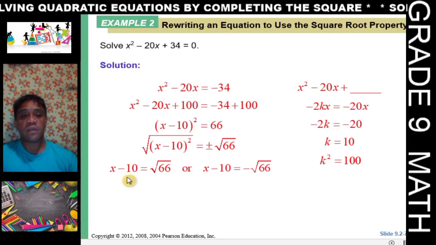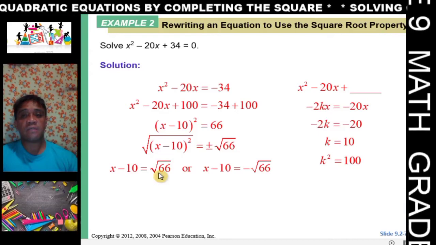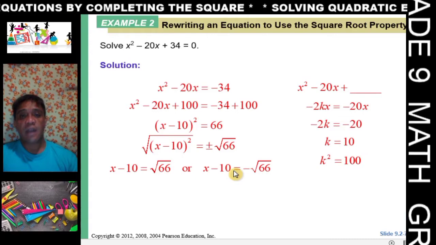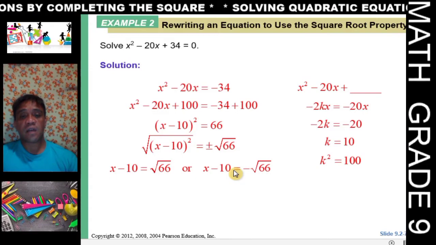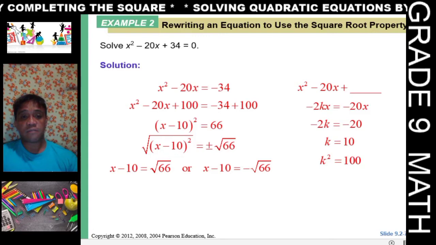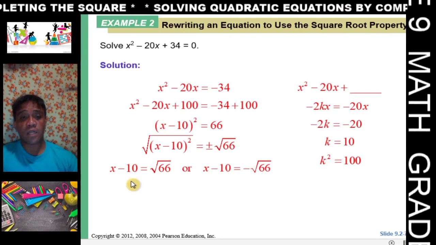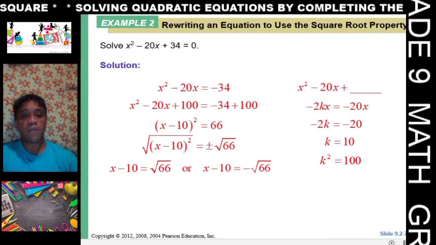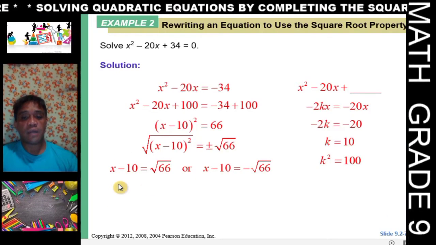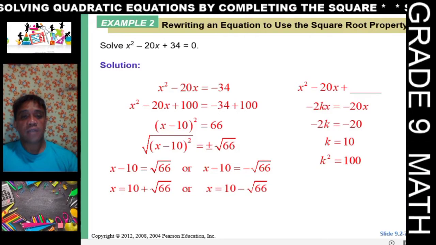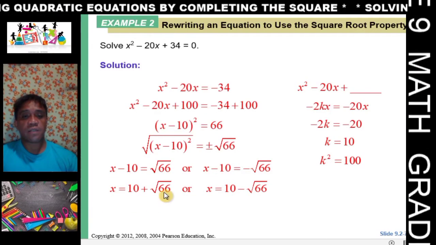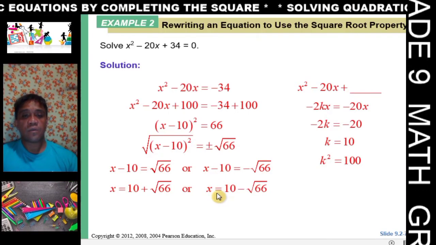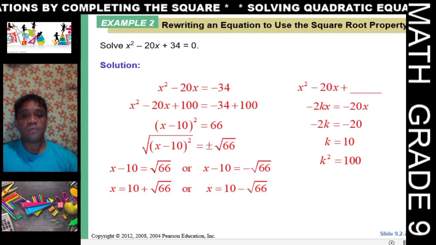The first one is x minus 10 is equal to positive square root of 66, and the other one is x minus 10 is equal to negative square root of 66. To solve for x in the first one, we have to make this negative 10 zero, so we add both sides by 10. So we have now x is equal to 10 plus square root of 66. On the other side, we also have x is equal to 10 minus square root of 66.